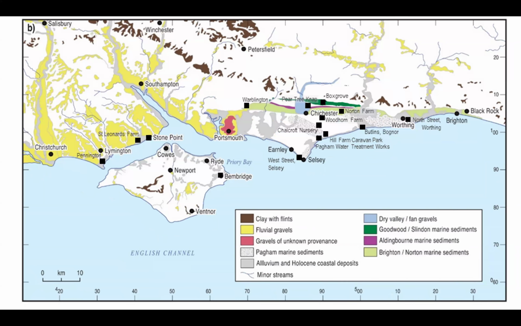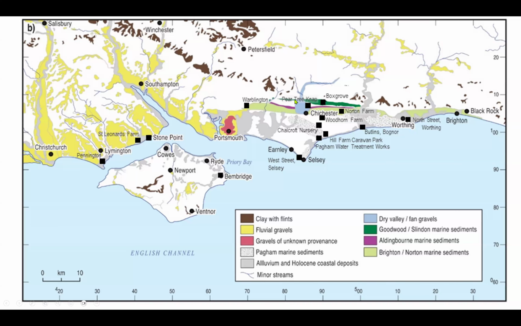Okay, and then when you put quaternary sediments on top of that, you can see that over in the west, all those yellow blobs are river gravels. They're gravels of the former river Solent, which no longer exists because various barriers got breached.